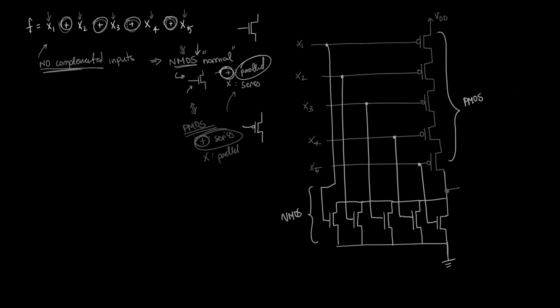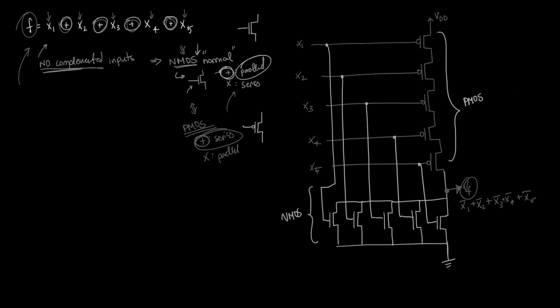So if we take a look at this, remember that all of our inputs are not complemented in our expression for F. If we were to take this output right now as VF, then we would be getting not X1 plus not X2 plus not X3 plus not X4 plus not X5. That's what we would be getting if we took the output as it is right now.